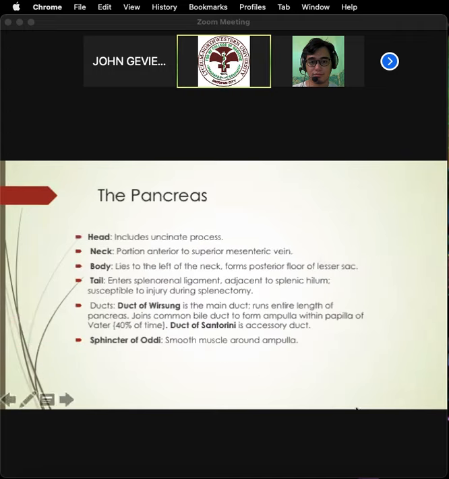So first, the anatomy of the pancreas. There's the head, which includes the uncinate process. The uncinate process is the one hugging the blood vessels. There's the neck, which is the portion anterior to the superior mesenteric vein. The body lies to the left of the neck and forms the posterior floor of the lesser sac. Then the tail, which is adherent to your splenic hilum.